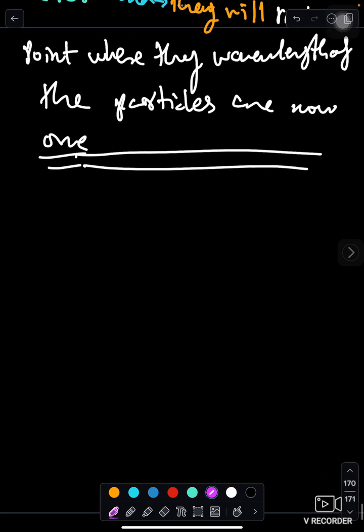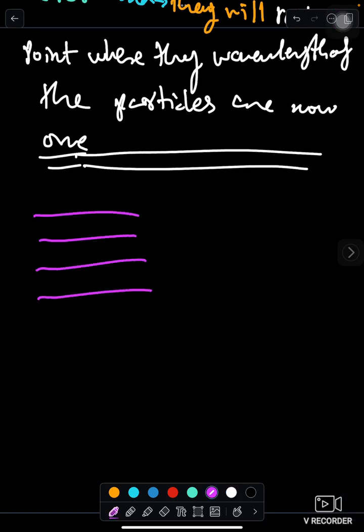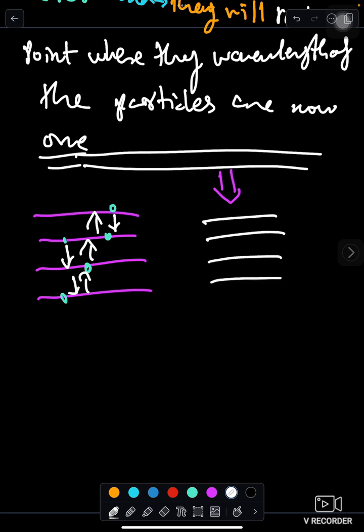And how I would say is that if this is the energy level, and the electrons are jumping here and here and here, up, down, down, up, and so on. When this happens, if I now draw the energy level, all the electrons will be at the same point. This is what it will have.